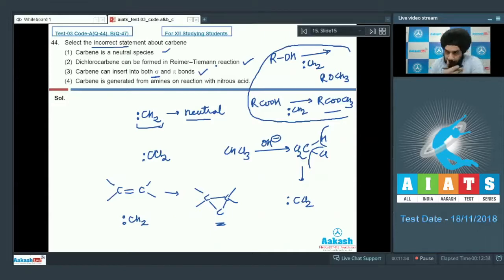Let us look at statement 4 now. Carbene is generated from amines on reaction with nitrous acid. This statement is incorrect, students. On reaction of amines with nitrous acid, diazo compounds are formed and not carbene. So we have to select the incorrect statement and we have to mark option 4 as the correct answer to our question.